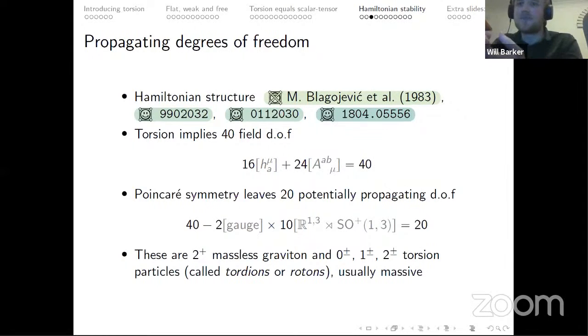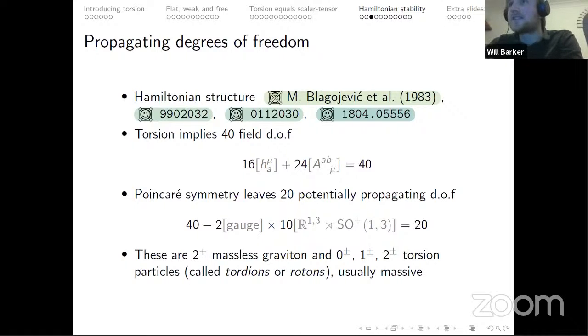So for the torsion theory, we don't just have diffeomorphism invariance, we also have the gauge symmetry of the theory being the full Poincare group. So of those 40 degrees of freedom, we actually take away 20 of those. And so we only have 20 degrees of freedom that could at most be propagating in the theory at the end of the day. And those are accounted for by 2 polarizations of a massless graviton. So that gives us 18 left.